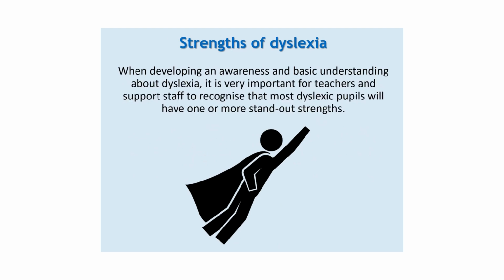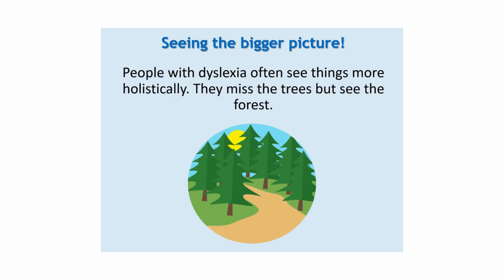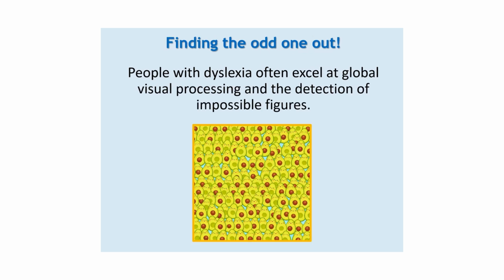Strengths of dyslexia. When developing an awareness and basic understanding about dyslexia, it's very important for teachers and support staff to recognize that most dyslexic pupils will have one or more standout strengths. Seeing the bigger picture. People with dyslexia often see things more holistically. They miss the trees, but see the forest. Finding the odd one out. People with dyslexia often excel at global visual processing and the detection of impossible figures.